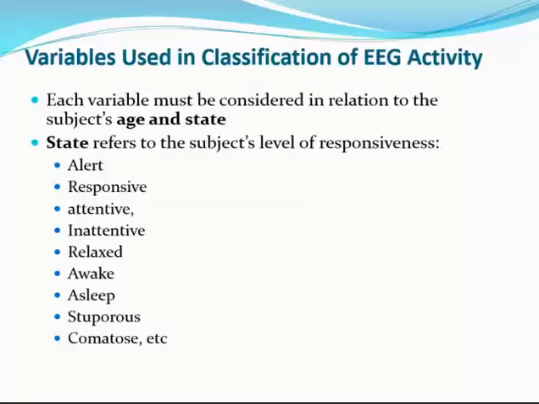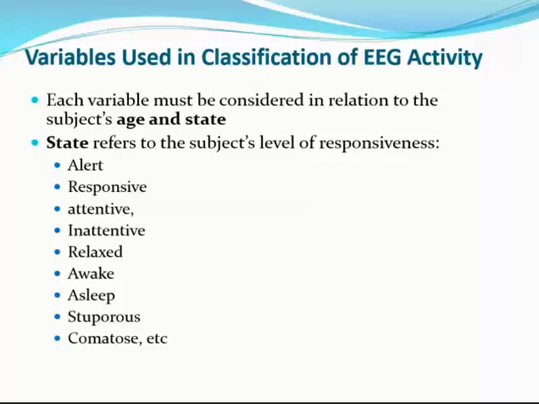Variables used in classification of EEG activity. This is critical. That's how you'll be able to describe your EEG, what you're seeing on the screen, as you're taking your raw EEG coming in. Each variable must be considered in relation to two aspects: the subject's age and their state of consciousness. And the state refers to the subject's level of responsiveness.